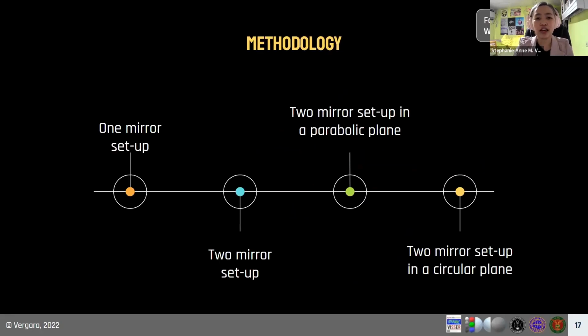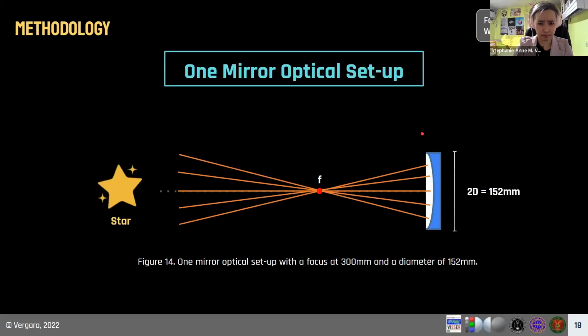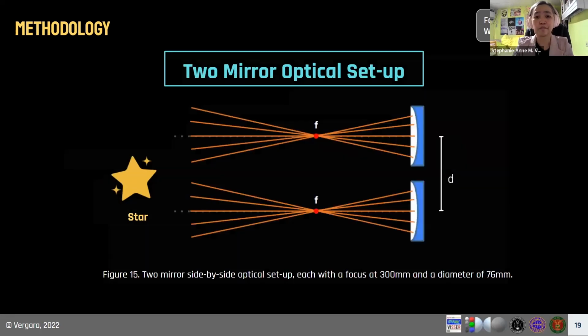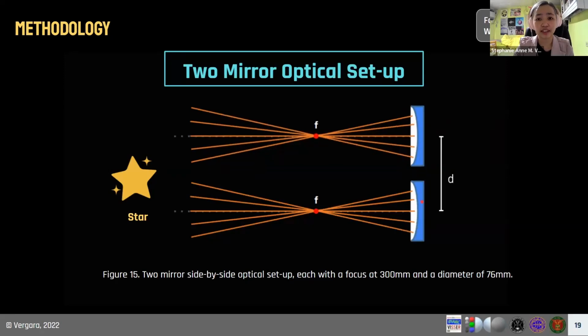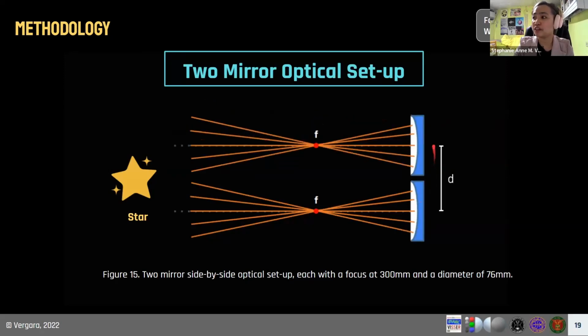For the methodology, I simulated 4 different setups. The optical instruments used have a focal length of 300 millimeters, and the wavelength generated was 400 nanometers. For the first setup, a 1-mirror telescope was simulated with an effective diameter of 152 millimeters, which is twice the diameter of the segments in the following configurations. For the second setup, 2 mirrors placed side by side were simulated and the distance d between them was increased.